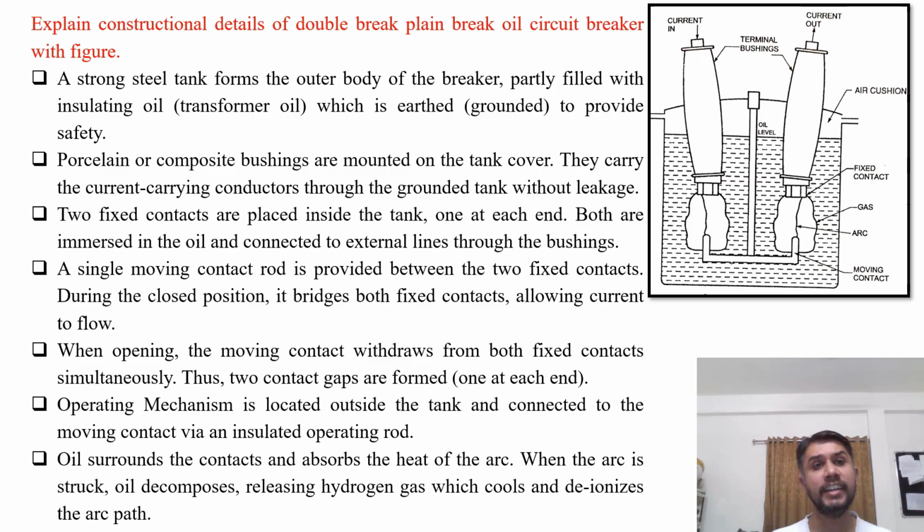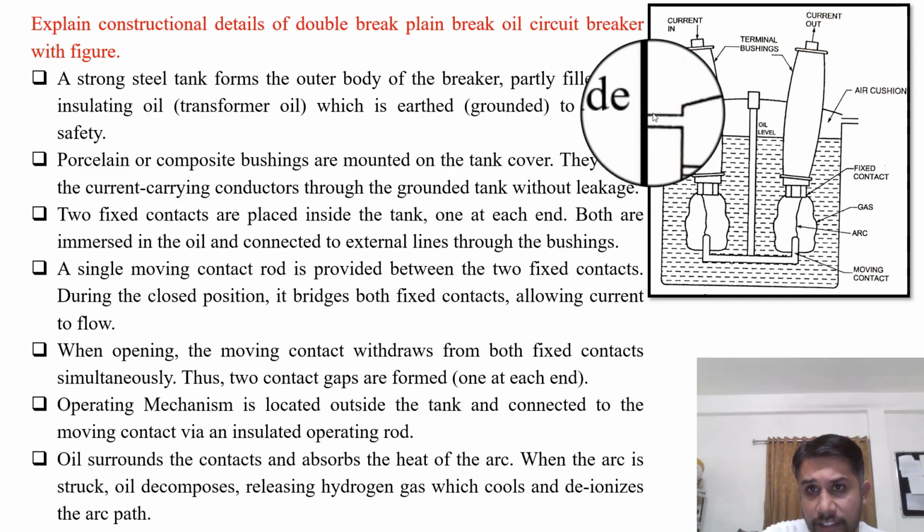So a strong steel tank forms the outer body of the breaker, which is partly filled with the insulating oil, serving as transformer oil, and is earthed or grounded to provide safety. So the operator may not get shocked when touched, due to the leakage current flowing through the outer body. Porcelain or composite bushings are mounted on the tank cover and they carry the current carrying conductors through the grounded tank without any leakage. Two fixed contacts are placed inside the tank, one at each end. Both are immersed in the oil and connected via external link through the bushing.